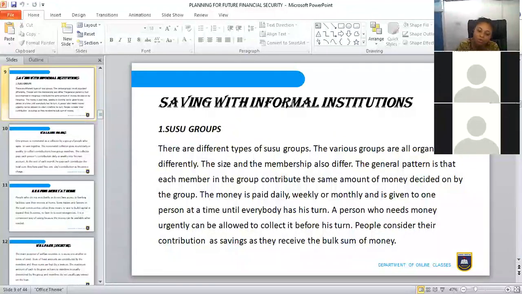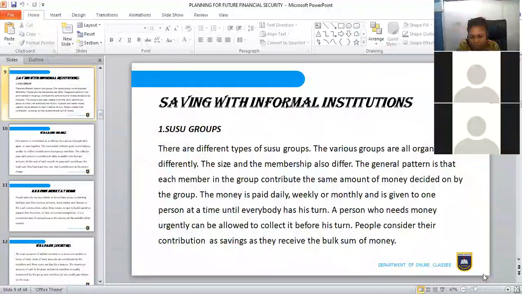And then if you are in desperate need of money and you want to take it before your turn, depending on the agreement the group has come up with, you can swap with somebody and then you are given the money before your turn. And that may or may not come with an interest, depending on the terms that the group have come to. So that is one aspect of the susu. Are you clear with that one too? Madam, so this one too, there is no interest? Yes.